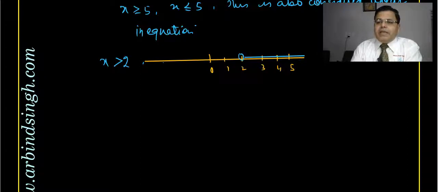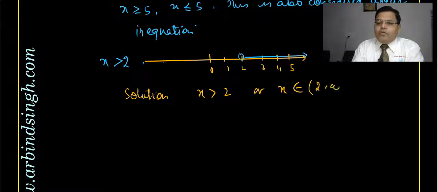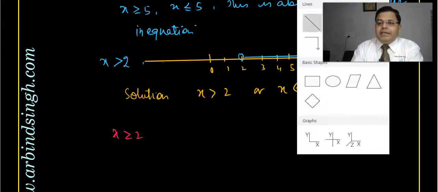All these values which lie in this direction, except 2, just greater than 2, will satisfy this condition. So the value can be 2.1, 2.01, 3, 4, 5, 4.5, 4.9; there can be infinite values. So this gives a range, a region, and hence the solution can be written as x is greater than 2, or x belongs to 2 to infinity. Here one bracket is being used. If it is written greater than or equal to 2, then the same solution can be represented differently.